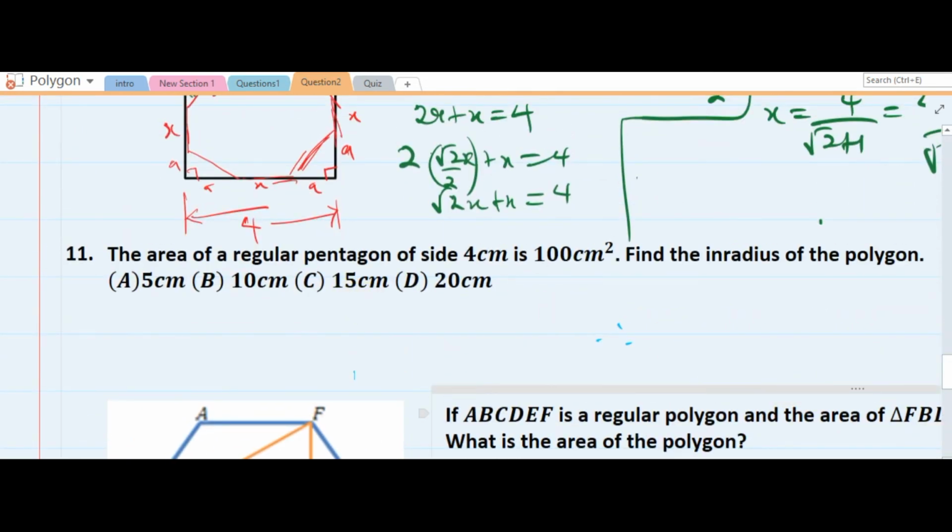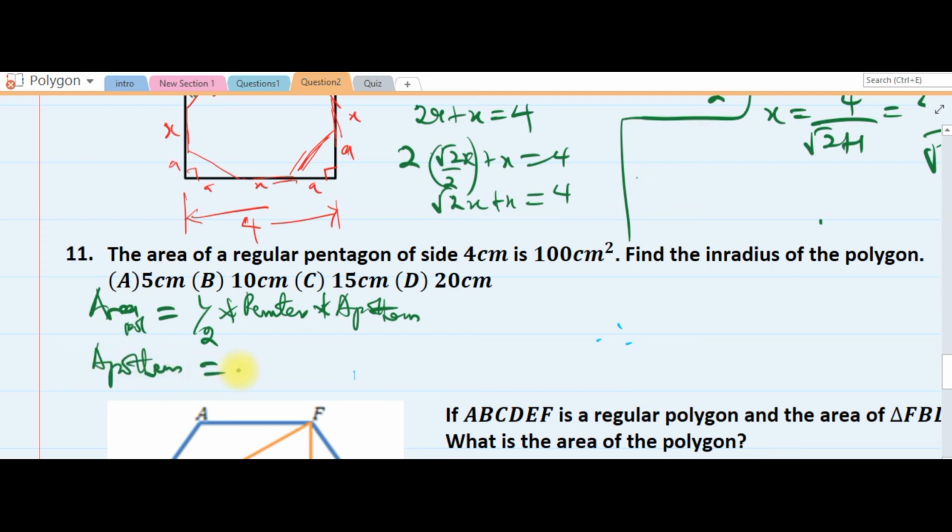So the next question: the area of a regular polygon of side 4 cm is 100. Find the inradius. Remember, the inradius of any polygon is the apothem. So we know that the area of any polygon is always half times the perimeter of the polygon times the apothem, which is the inradius. So we are looking for the apothem. So the apothem is now 2 times area over perimeter.